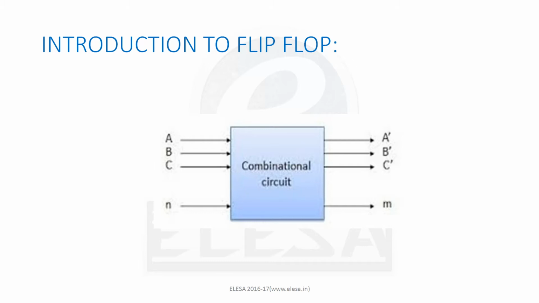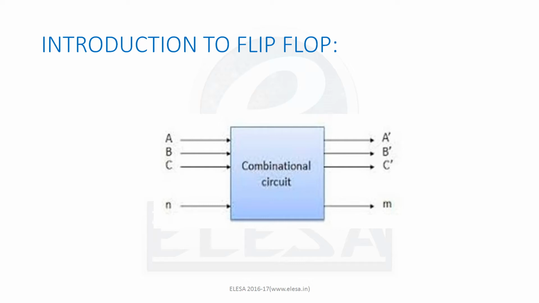Firstly, let's clarify some basic concepts. This is a diagram of a combinational circuit. It has several inputs and several outputs, that is, it has n number of inputs and n number of outputs. It is a combinational circuit. But flip-flop is not a combinational circuit, it's a sequential circuit.